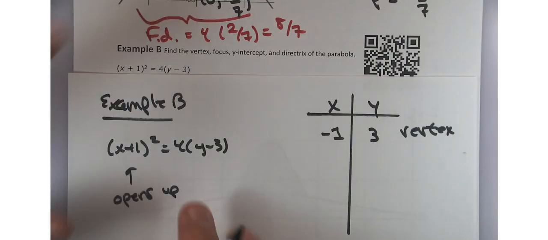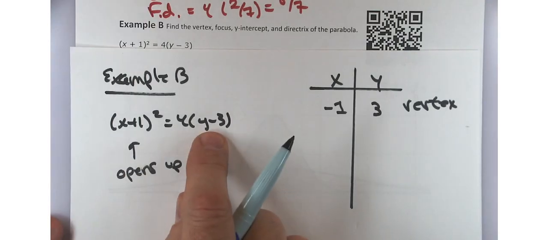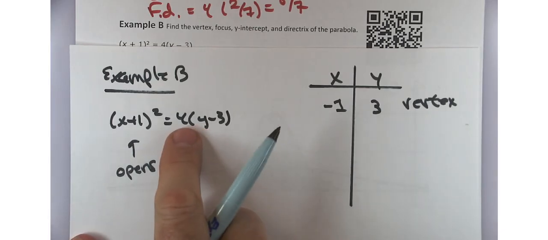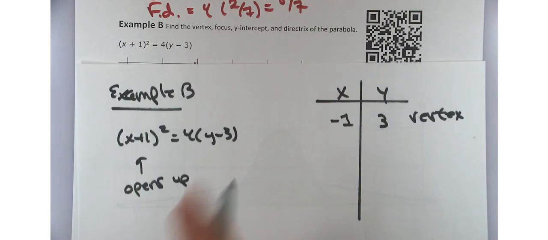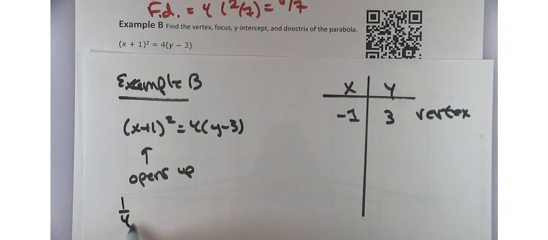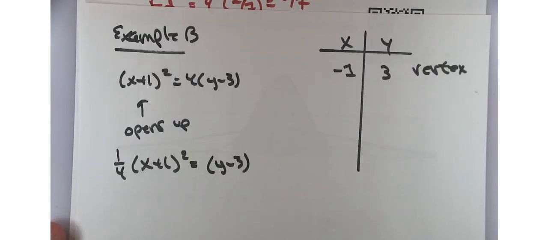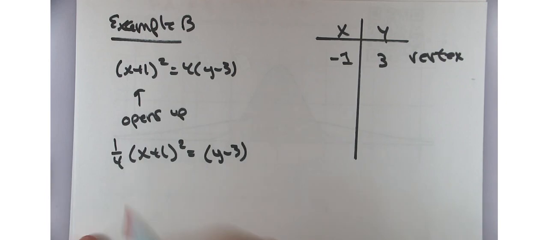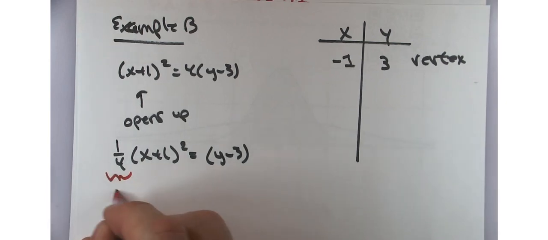Now, as far as figuring out P and then your focus and directrix and all that good stuff, I've got to get the y term by itself. I don't want a coefficient out here. I need to put that number over to here. So I'll multiply both sides by 1/4 and get this. And now this becomes my A term. So that number is A. A is 1/4.